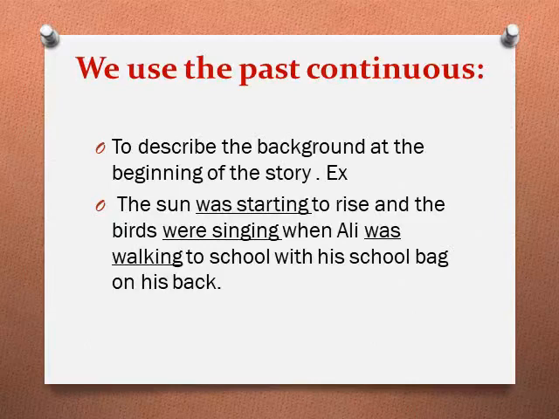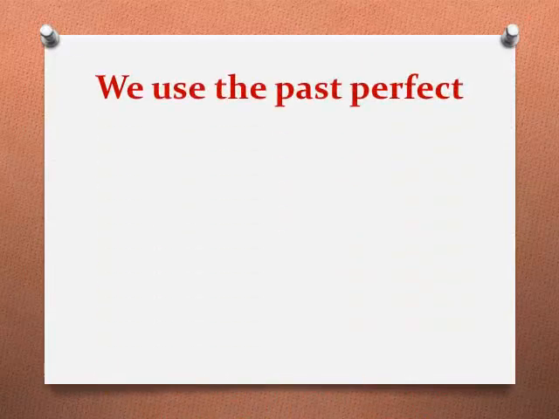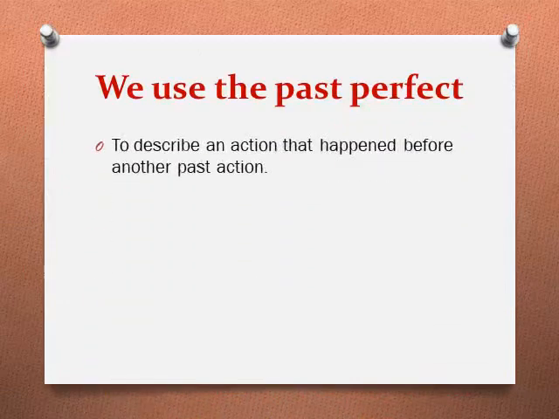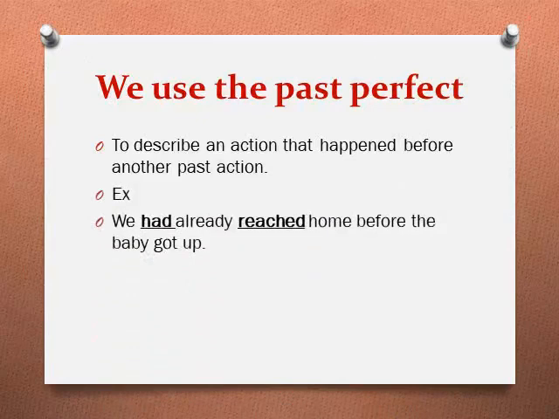We use the past perfect to describe an action that happened before another past action. Let's read this sentence. We had already reached home before the baby got up. We use had reached. It's past perfect because it's the first action, and the second action, got up, we put it in the past simple tense.